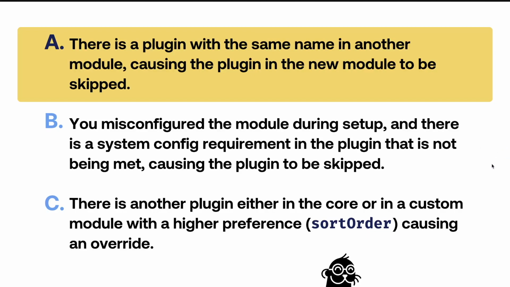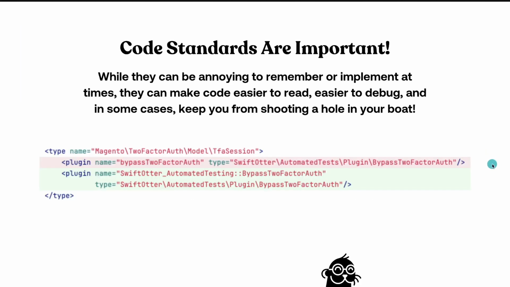Now, just to give a brief idea of the fix for the problem that I had, here's the plugin name, bypass two-factor auth, and the code standard that I should have implemented initially: SwiftOtter_AutomatedTesting, double colons, and then the plugin name. That would have taken care of the problem. That fixed the problem as it was.